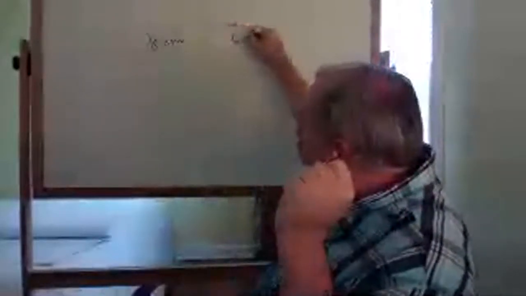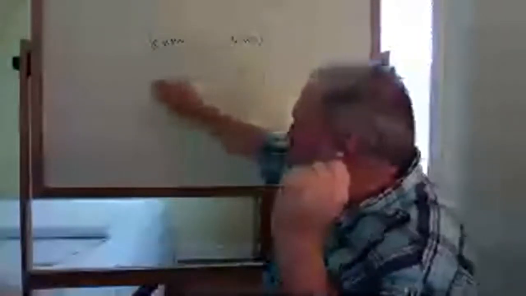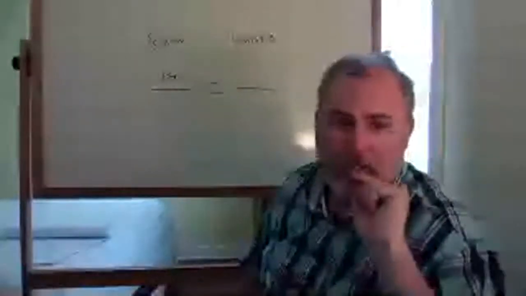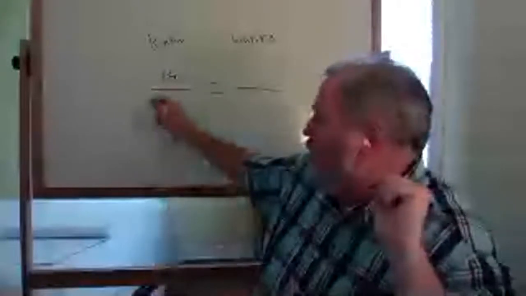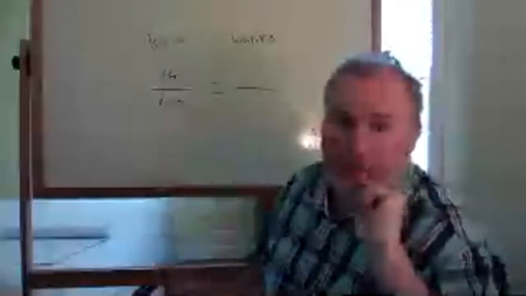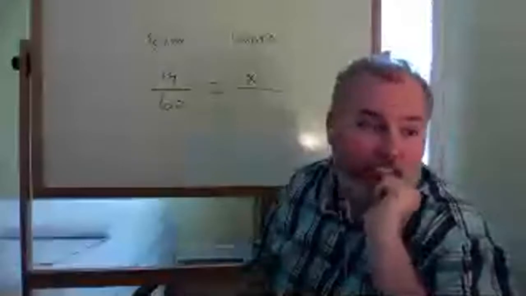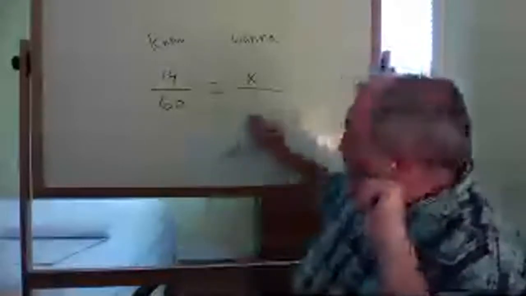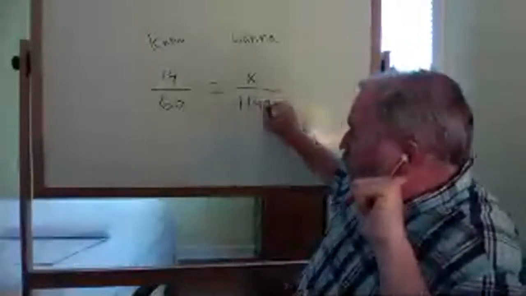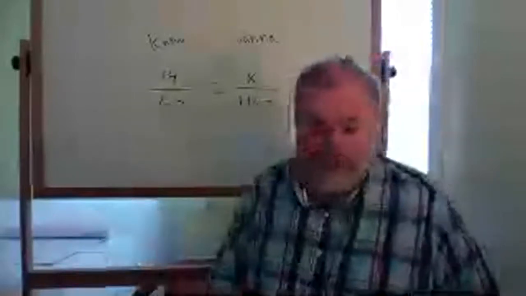What I know versus what I want to know. So I can always set up a proportion just like we've always done. And what I know is that 14 students watch TV more than 4 hours. And what I also know is that 60 students were asked. What I want to know is how many students watch TV more than 4 hours each day out of 1,143 students. So that's how our basic setup is.